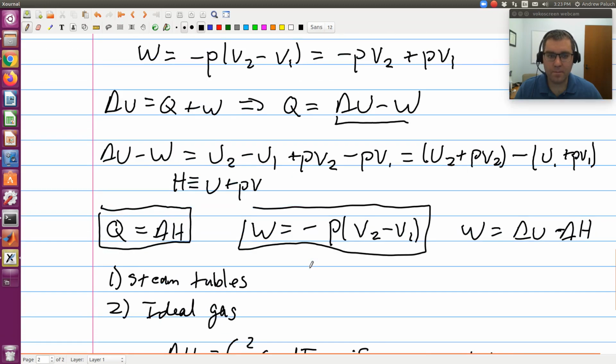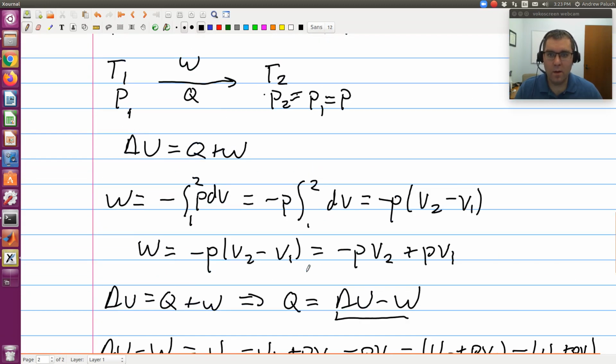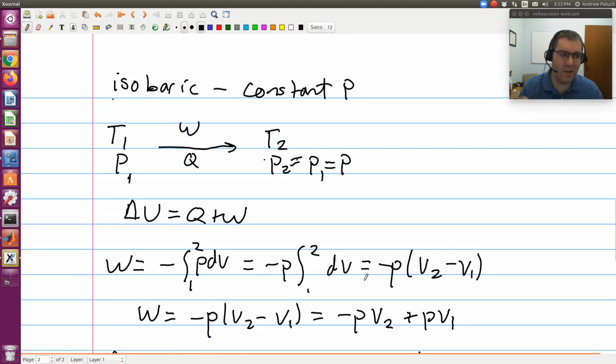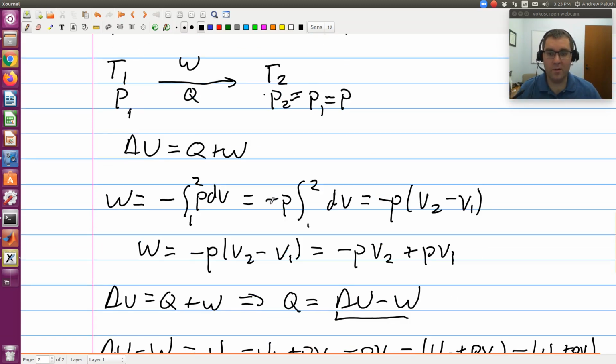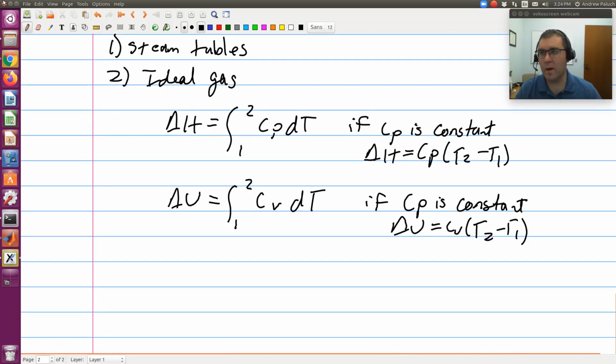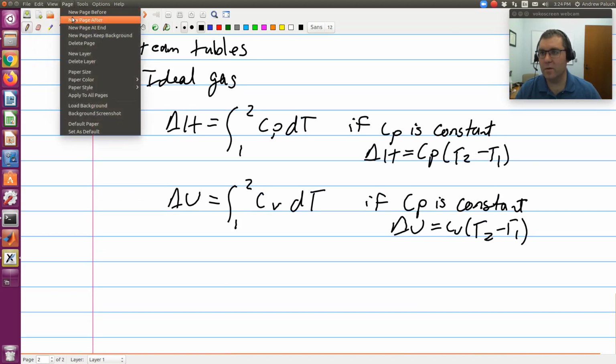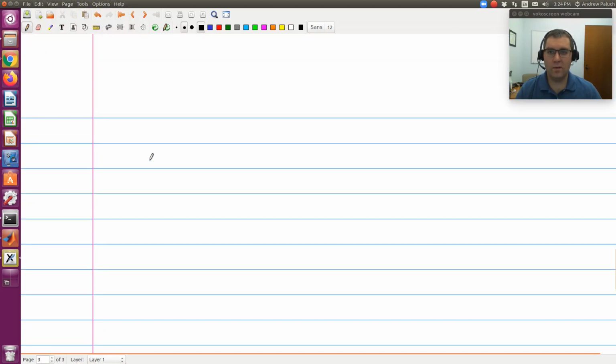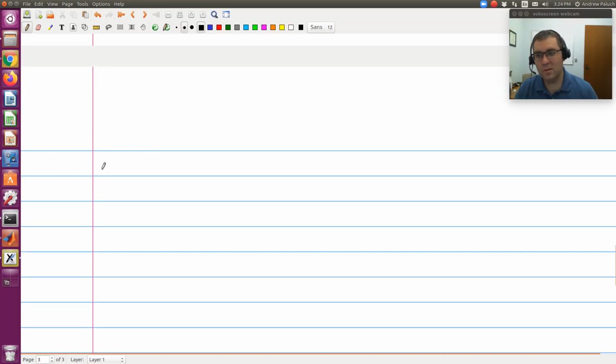I'm looking at this in the context of our problems in this course from chapter 3, to try to help out. So we have isochoric, we have isobaric. What I look at next is isothermal. So let's look at an isothermal process.